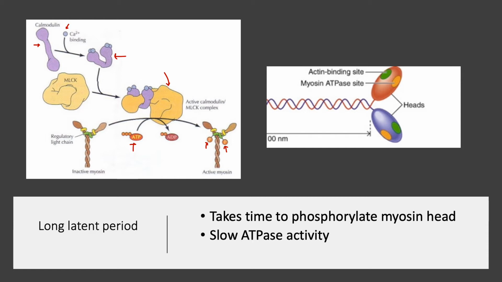And the other reason is there is slow ATPase activity on the myosin head itself. So remember we have that myosin ATPase site where we split ATP into ADP and the phosphate group. Well, the splitting of that ATP can take time as well. In fact, all these events together take about half a second. And on a physiological time scale, that's actually a really long time. So we see that there can be a longer latent period for smooth muscle contraction or onset to contraction.